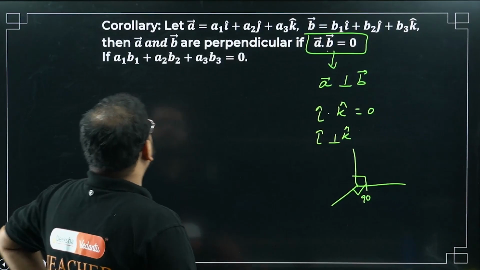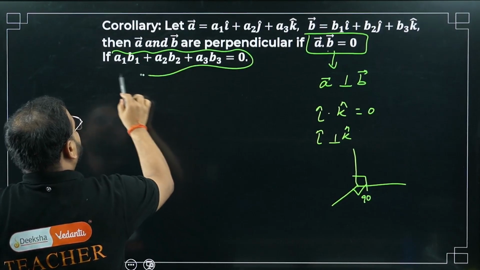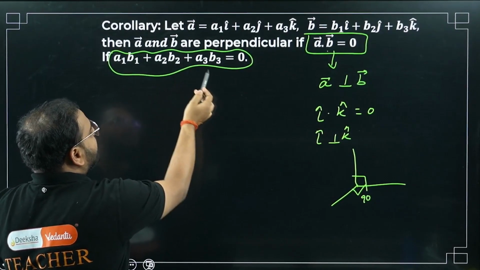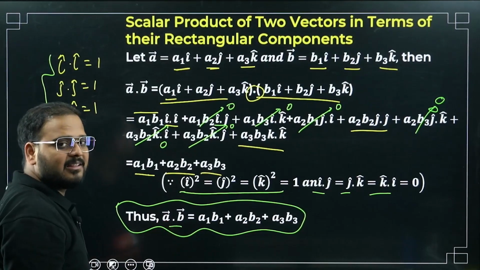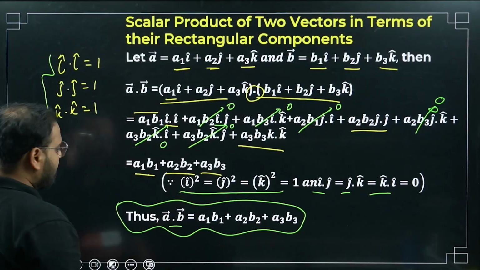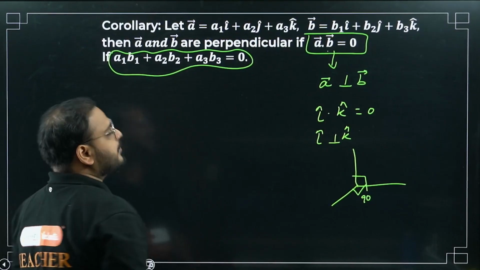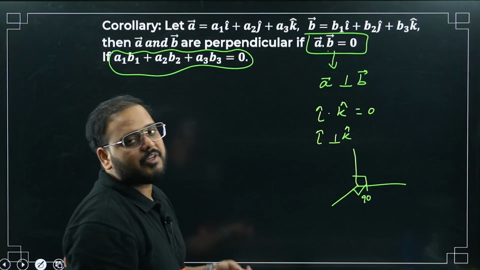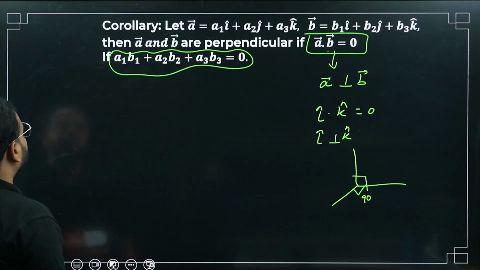Great. So you can write this result directly also. How come? Because A1 B1, A2 B2, A3 B3 is simply the dot product of A and B in the rectangular components. So if the vectors are perpendicular, I can write this simply as A1 B1 + A2 B2 + A3 B3 equals 0. Simple enough.